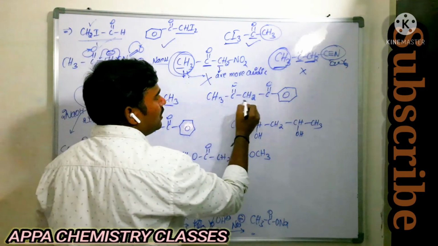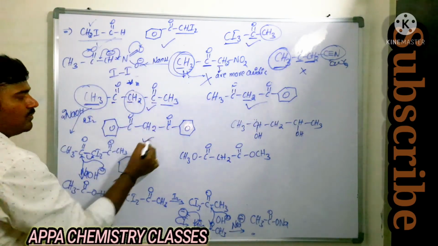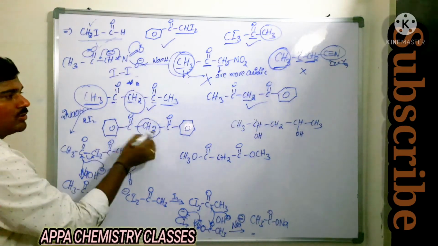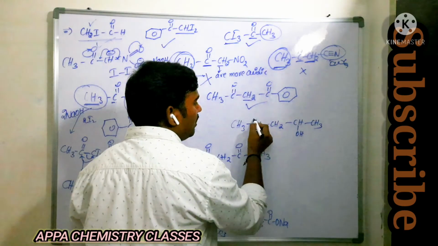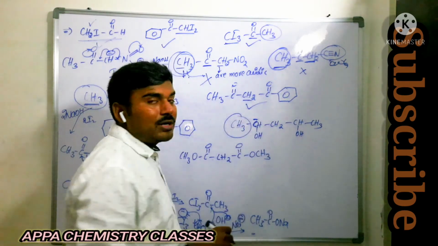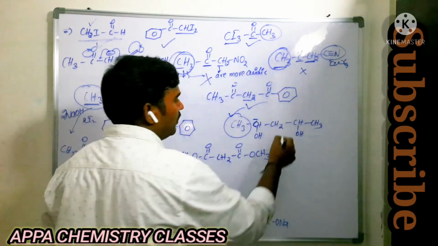Now here also, this carbon participates in the haloform reaction, because both sides are electron withdrawing groups. Now in this case you see this is the alcoholic carbon, and the adjacent carbon is CH3, so it participates in the haloform reaction.